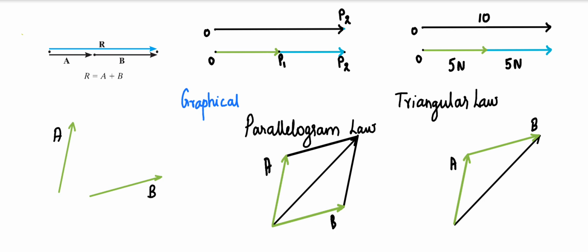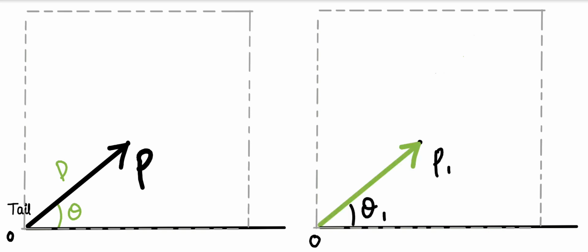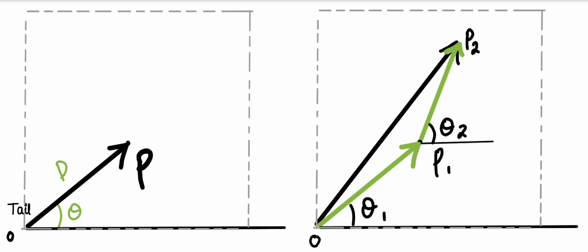Let's check whether this law is correct or not. First, as in the previous case, the position of this point P is defined by the distance d and the orientation theta. Similarly, P1 is defined by this first vector, and P2 from P1 is defined by this second vector. The resultant of these two vectors, you can see here, is given by the parallelogram law, or here I have applied the triangular law.